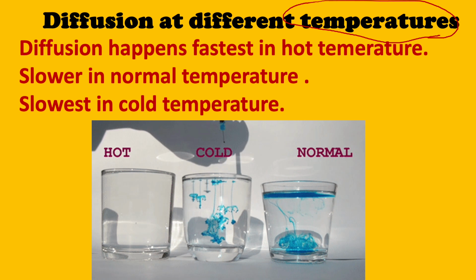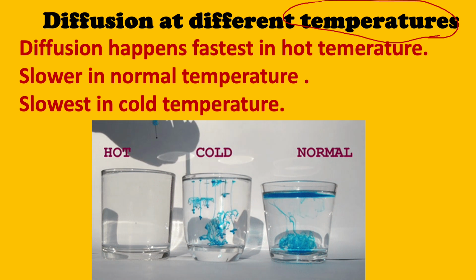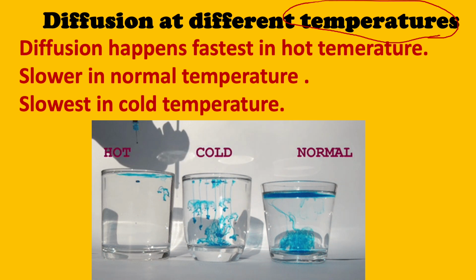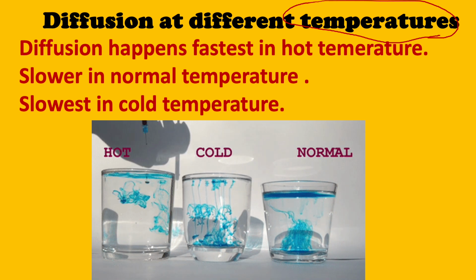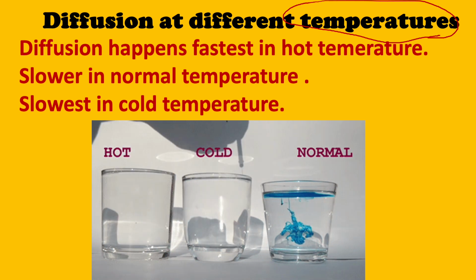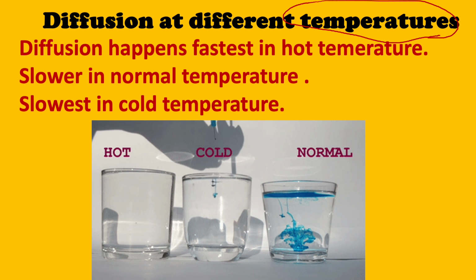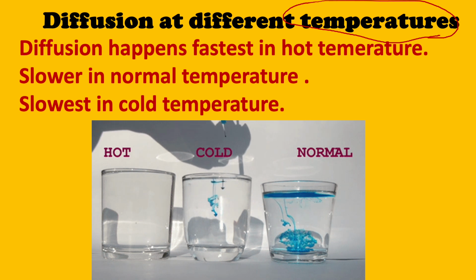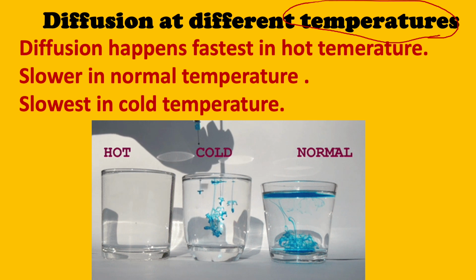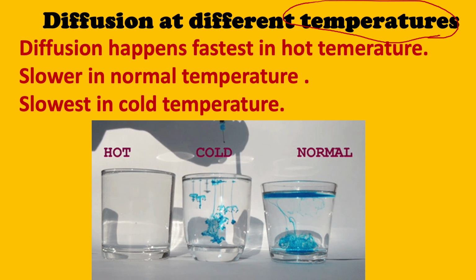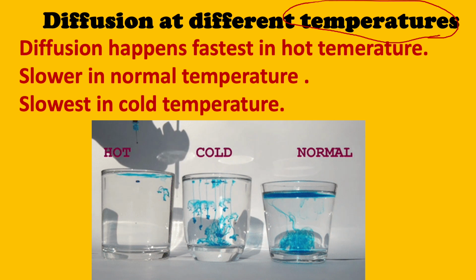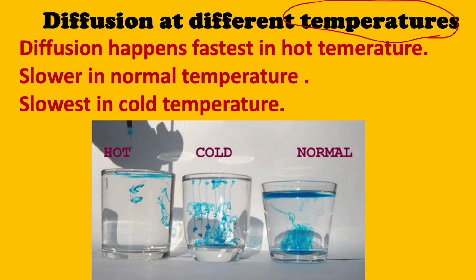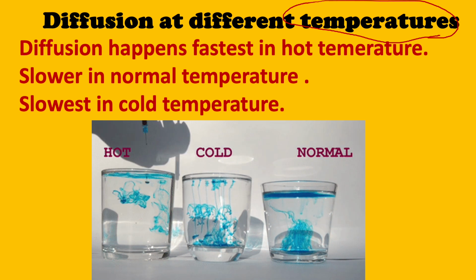So as the temperature goes higher, as the energy increases, what will happen? The particles will try to run away from each other because they get energized. So hot means more temperature. When the particles are more hot, they have more temperature, they have more energy. That means they will try to move away from each other. They have more energy. So in hot water, diffusion will be faster.